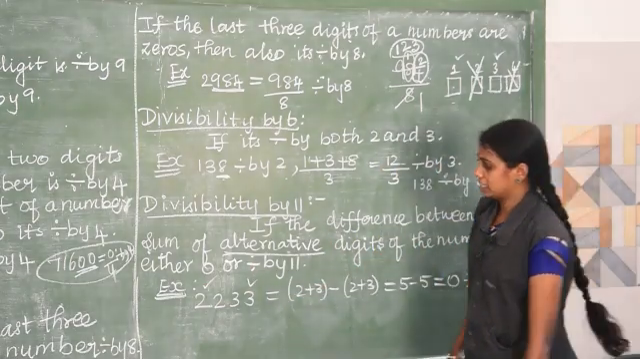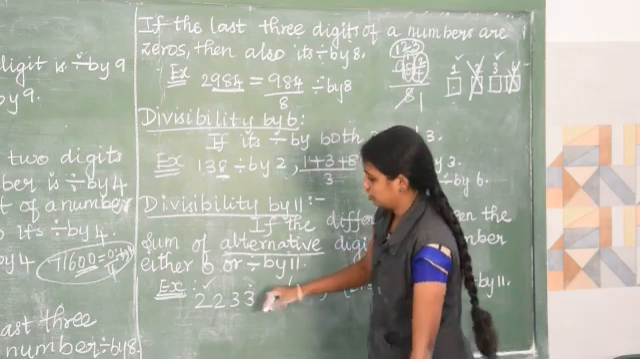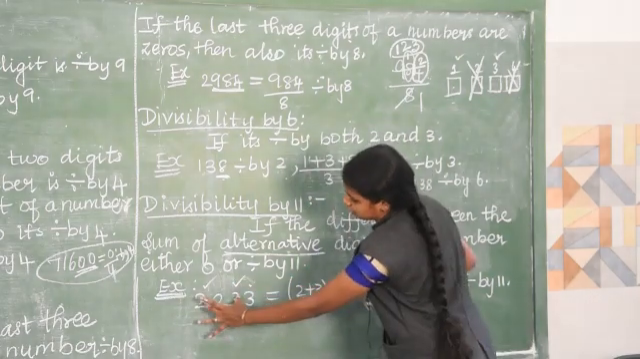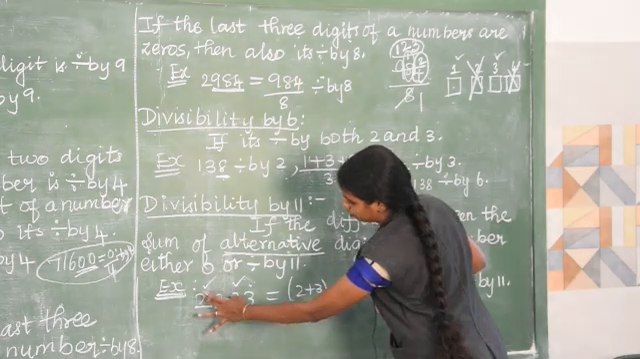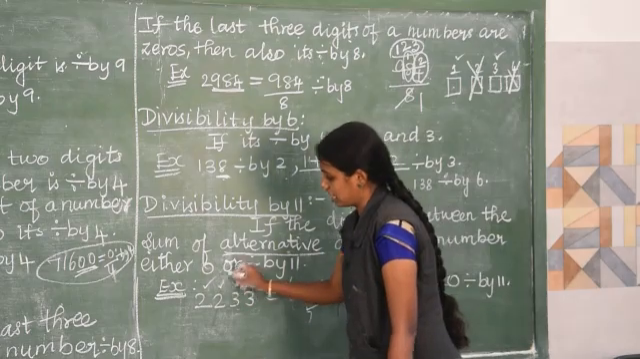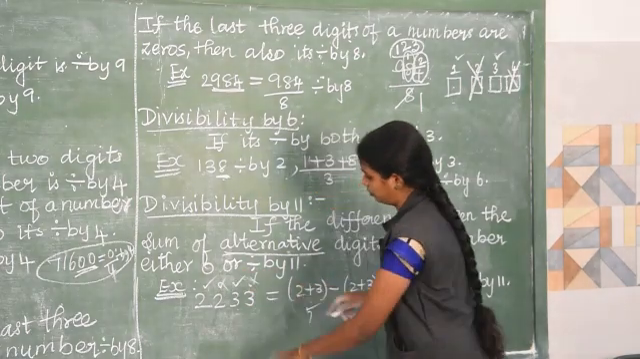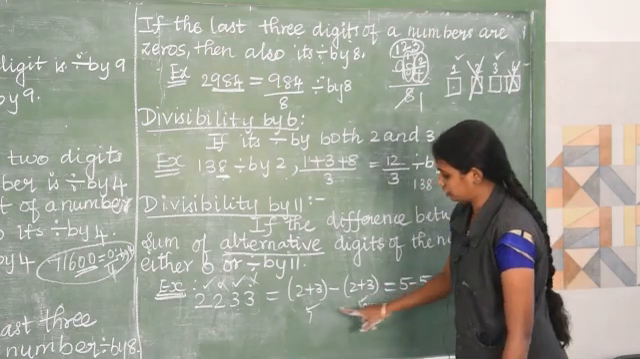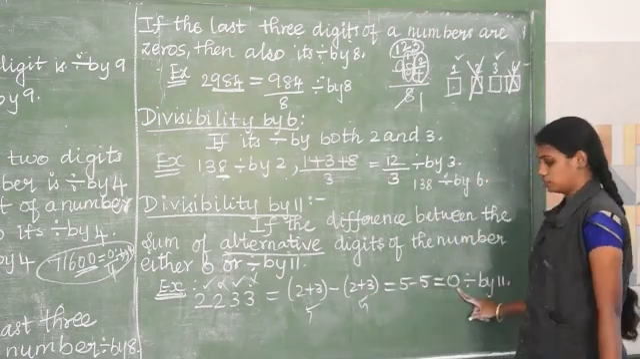So take the alternate numbers. So 2 and 3 are alternate, yes or no? Add these alternate numbers, 2 plus 3, 5. Here for this other alternate set, I put a wrong symbol, okay, 2 plus 3, 5. If you take the difference, the answer will be 0.